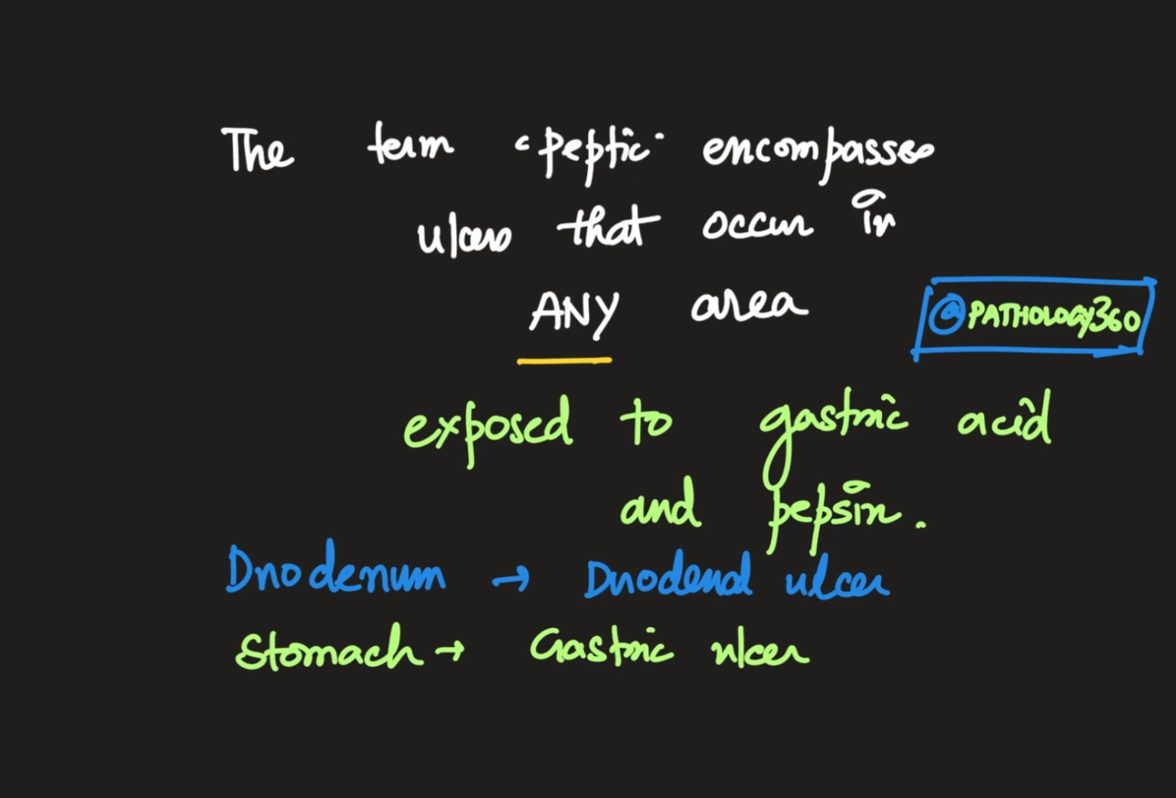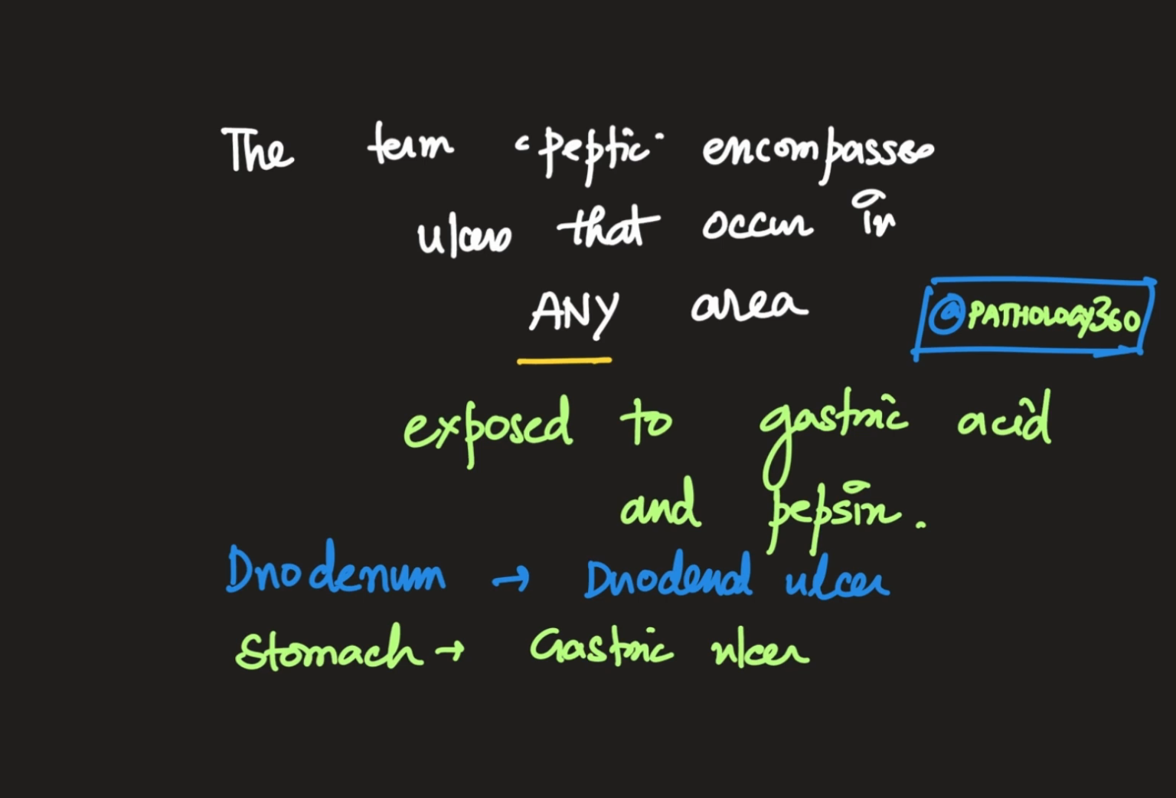So the key idea is this: peptic ulcer disease is called peptic ulcer disease because of the involvement of pepsin, which is a digestive enzyme activated by stomach acid. And whenever an ulcer is forming in any organ due to this acid plus pepsin mediated damage, we call that peptic ulcer disease. It includes ulcers in both the stomach and duodenum, as they share the same root cause, which is acid and pepsin.